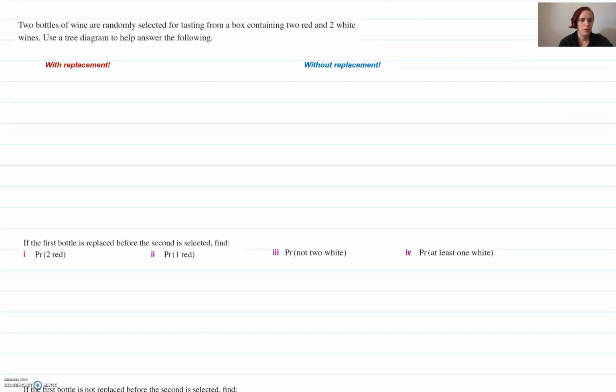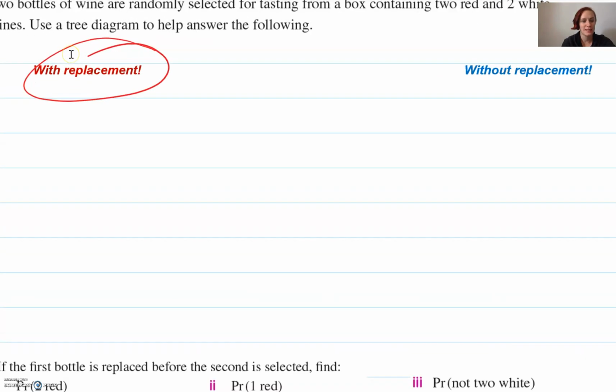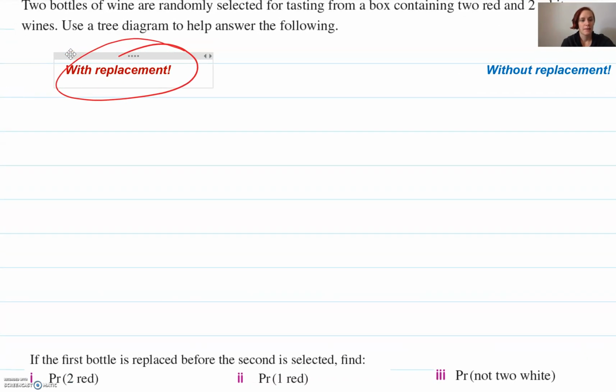So we've got 2 bottles of wine, randomly selected for tasting from a box containing 2 white and 2 red. Use a tree diagram to help answer the following. We have to remember that there are 2 different ways of doing this. Let's say I'm going to choose the bottle of wine first, and then I'm going to put it back and go again and select it again, for whatever reason. I'm not going to drink the wine. So let's draw this up first of all.